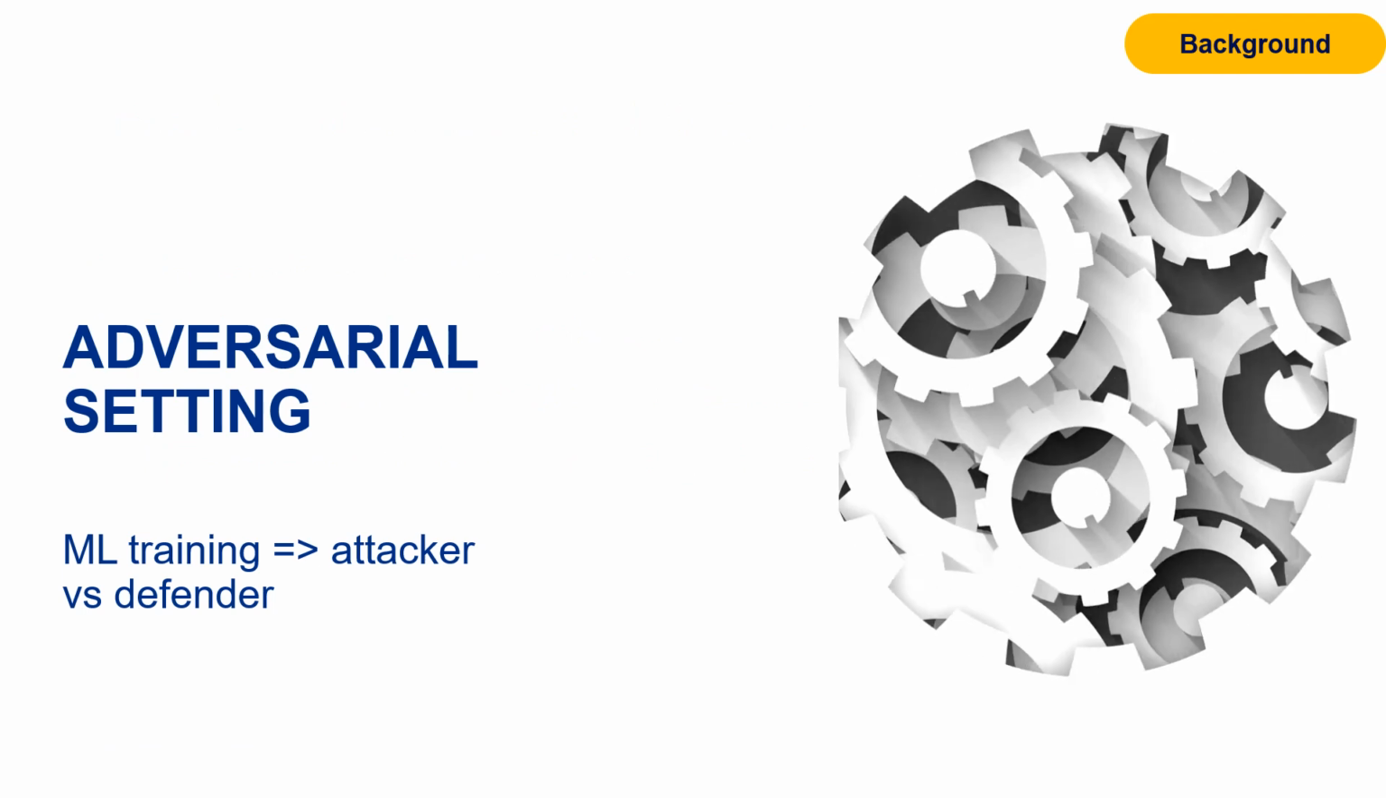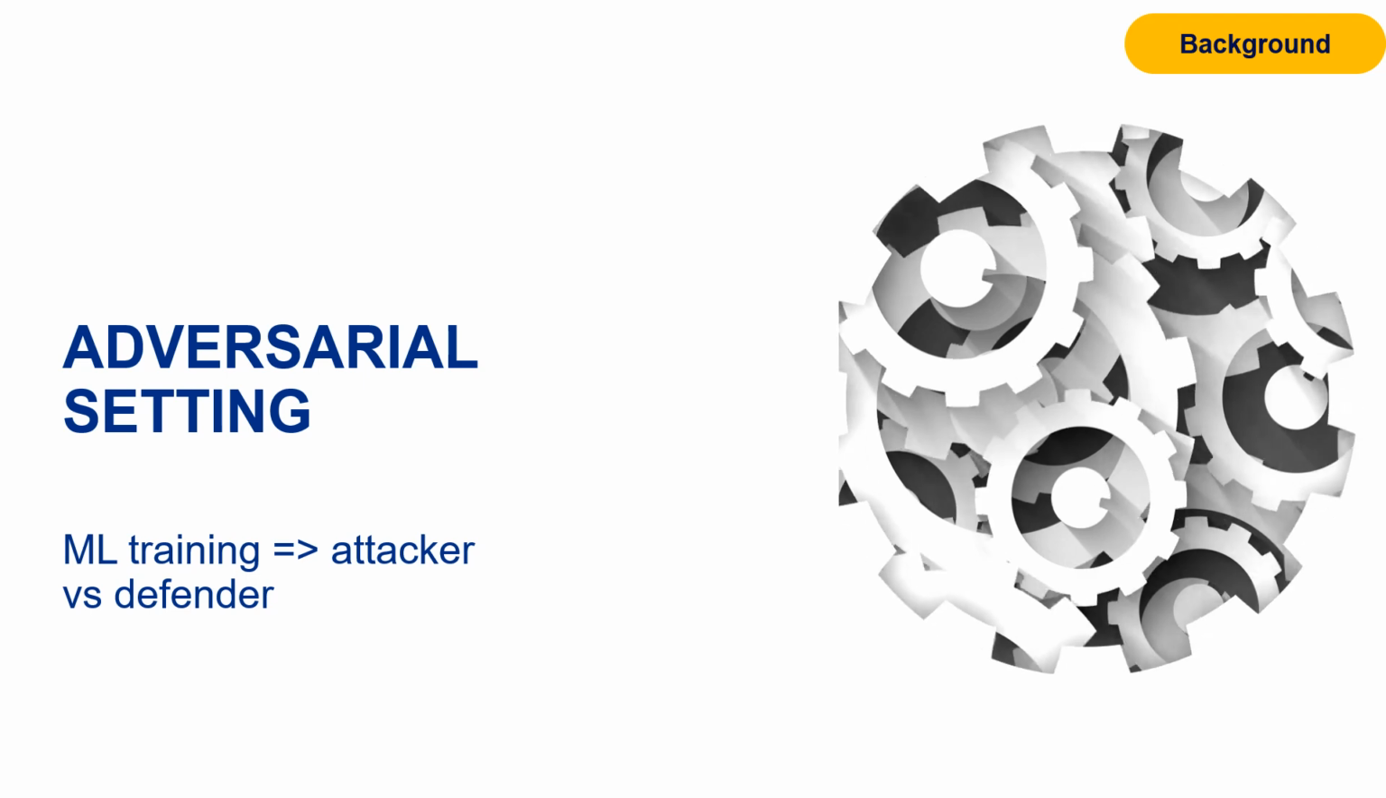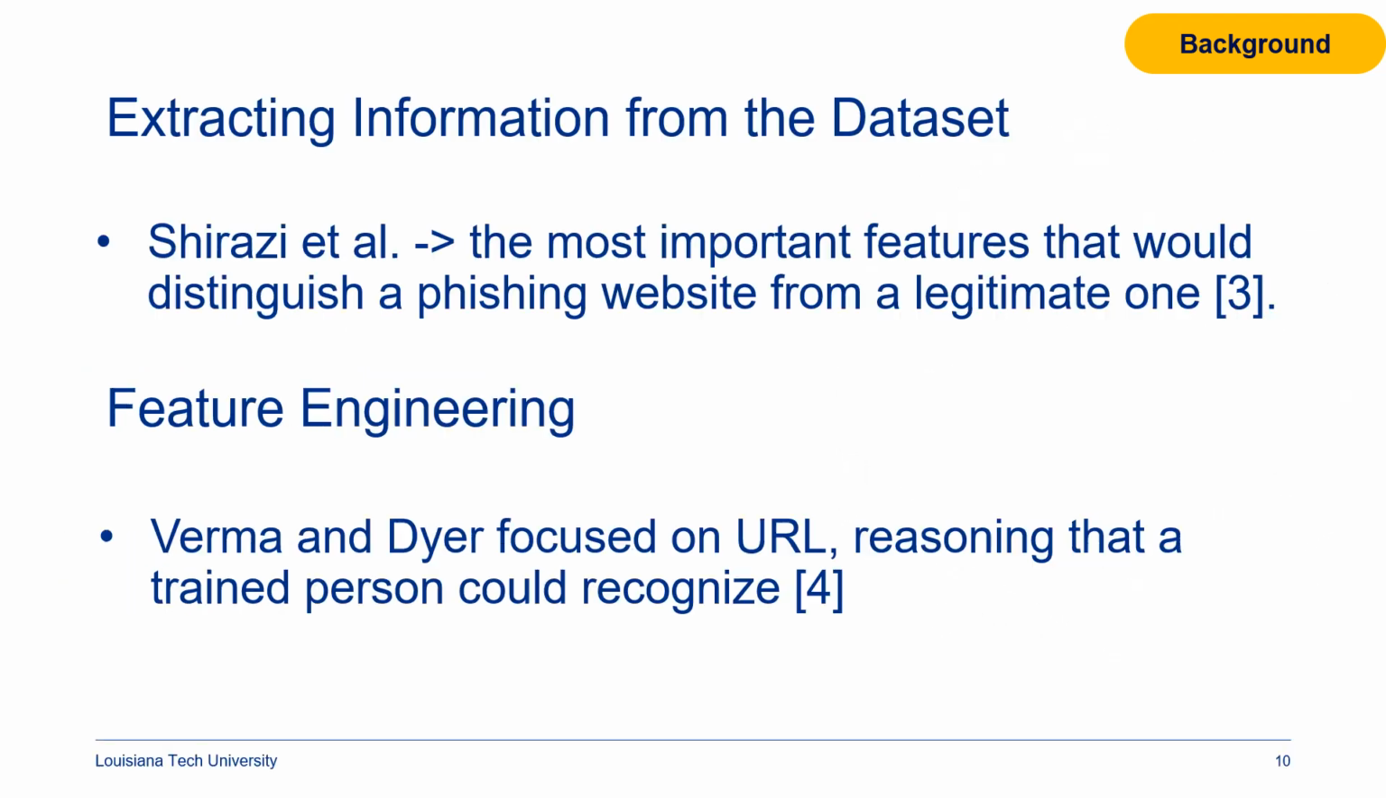The challenge of detecting adversarial attacks using phishing is that the strategies used by the phisher are adaptive over time and targeted to the user. Now for a little bit of background on previous works: Shirazi et al. tried to determine the most important features that would distinguish a phishing website from a legitimate one. They tried to avoid anything that was convoluted, like DNS routing, or that could be compromised later.